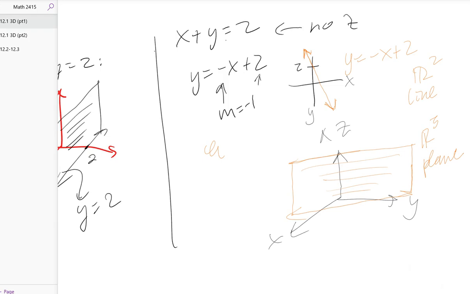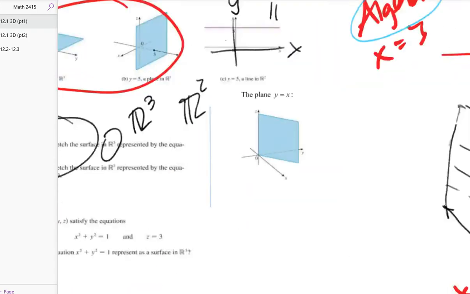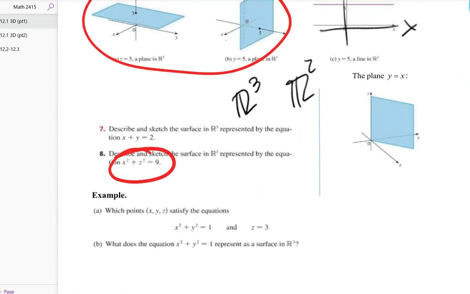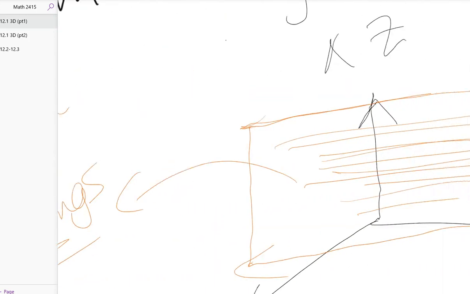Okay, so these guys right here, these are called rulings. We're going to get to this later, but it's good to know the word now. These are called rulings. And this is going to be helpful whenever we have to graph things like this guy right here, x squared plus z squared equals 9. All right, so in algebra and geometry, this was known as a circle. So let's pull this over. It's x squared plus z squared equals 9.